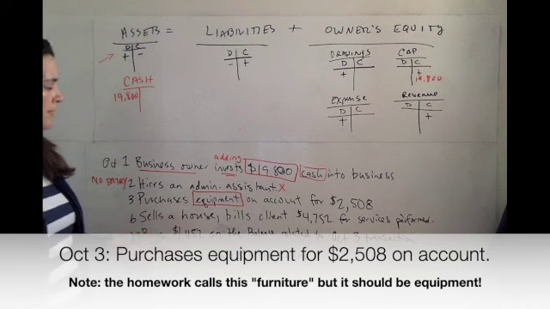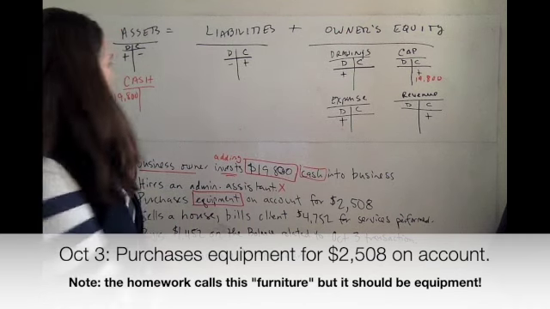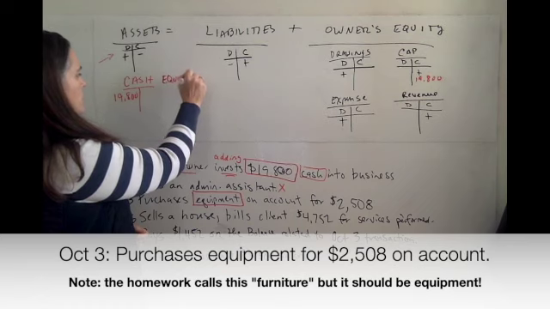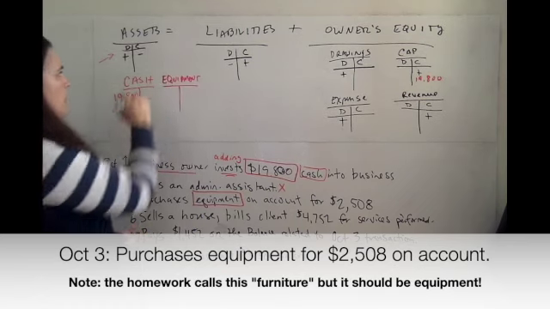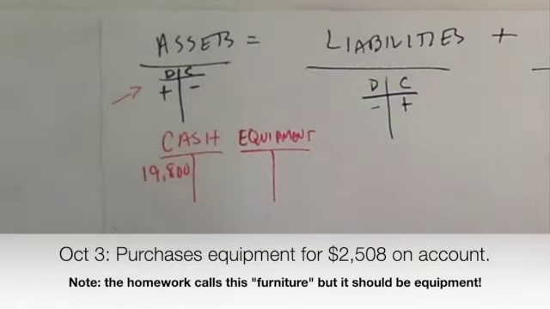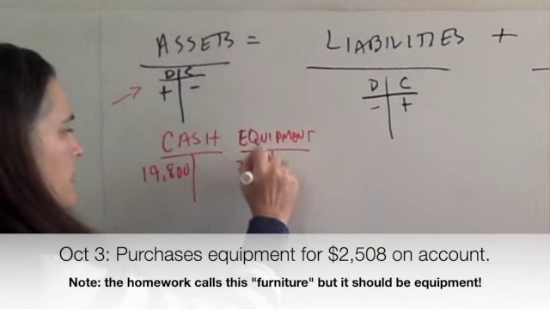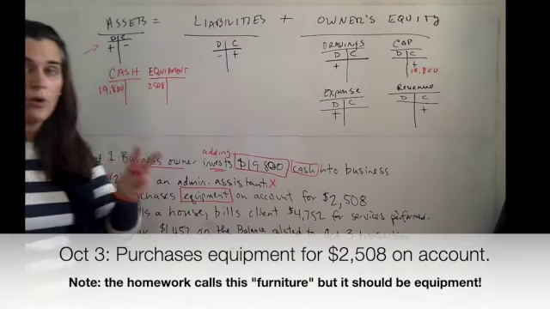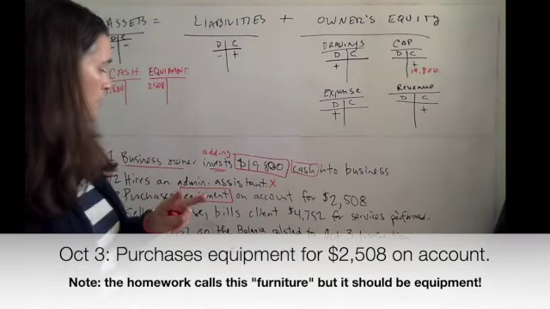All right, well, equipment. If you remember back to your notes, equipment is also an asset. So let's put up here a little T account for equipment. It's going to follow the same logic as up here. Well, how do we add equipment to our business? Well, we debit it, right? So we're going to put $2,508 over here. So we've got $2,508 of an asset. Now let's look at the other account. Remember, we always have two accounts with each of these transactions.